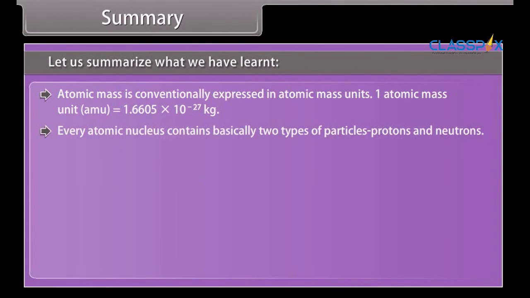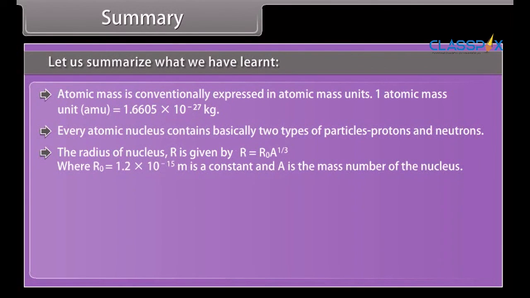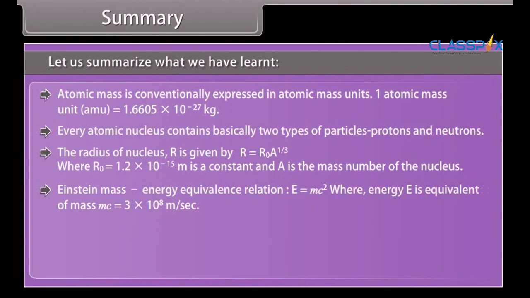Every atomic nucleus contains basically two types of particles, protons and neutrons. The radius of nucleus R is given by R = R0 A^(1/3), where R0 is equal to 1.2 × 10^-15 m is a constant, and A is the mass number of the nucleus. Einstein mass-energy equivalence relation, E = mc², where energy E is equivalent of mass m. c is the velocity of light in vacuum, that is 3 × 10^8 meter per second.